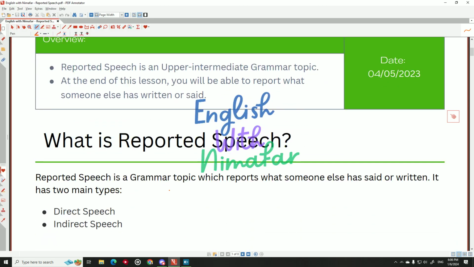But let's look at my screen. So, reported speech is a grammar topic which reports what someone else said or wrote. Not just said, maybe he wrote something. It has two main types, direct speech and indirect speech. Today we're going to focus on indirect speech, okay? We will just take a glance at direct speech.